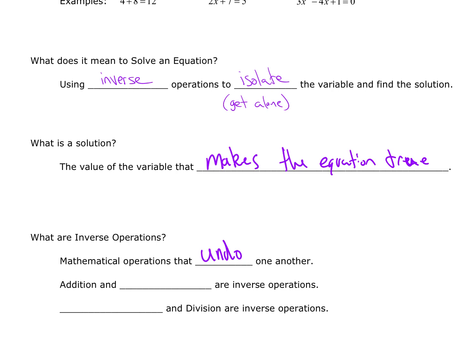So if you think about what undoes addition? It's subtraction. They're opposites of each other, or inverses. So addition and subtraction are inverse operations. And what's the inverse operation of division? Well, it's multiplication. So that's what inverse operations are. Let's turn to page 30 and try a few problems.